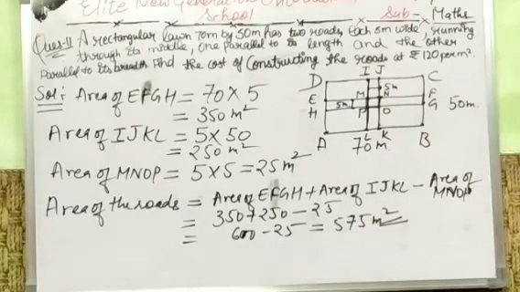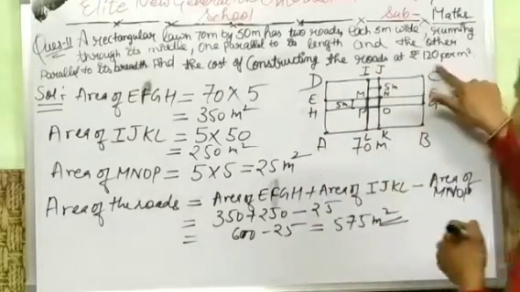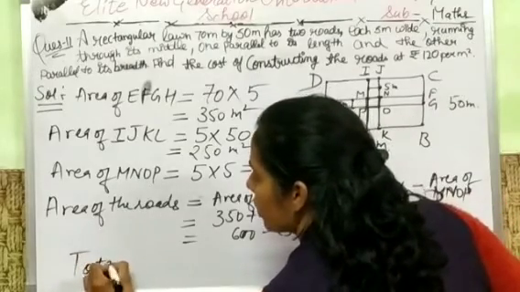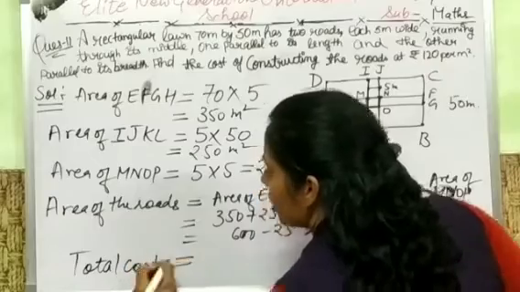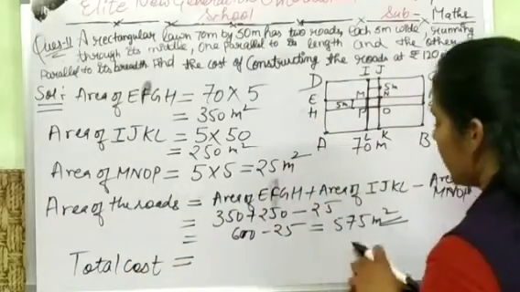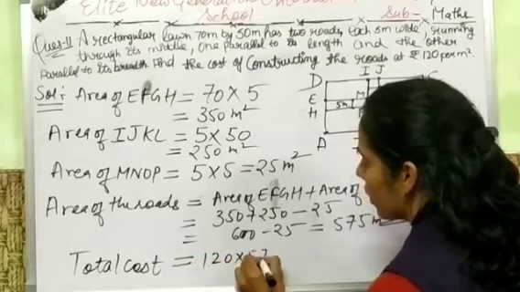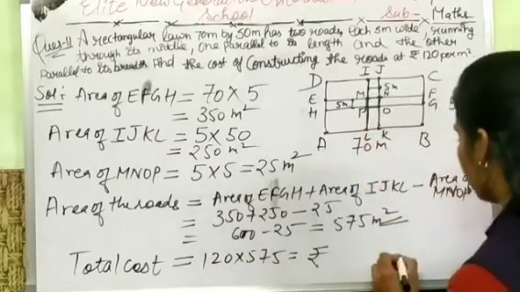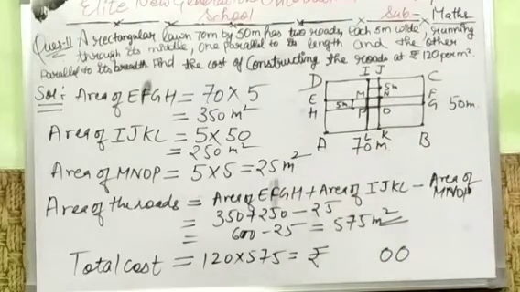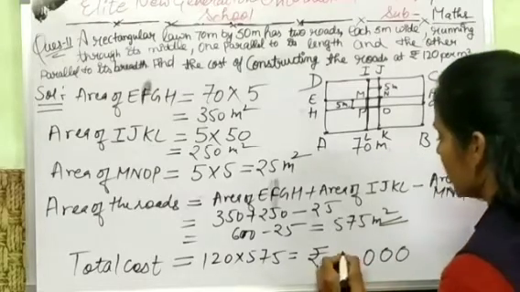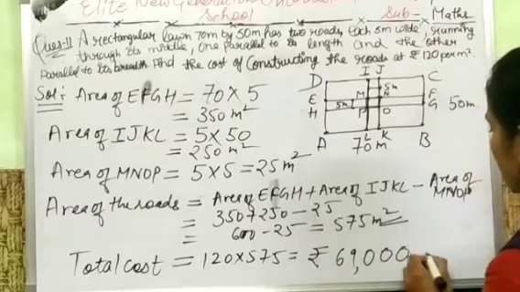Right, now we have to find the cost of constructing these roads. The rate is given as 120 per meter square, so we can easily find the total cost of constructing these roads. We have to multiply 120 by 575, and we'll get here 69,000 rupees.